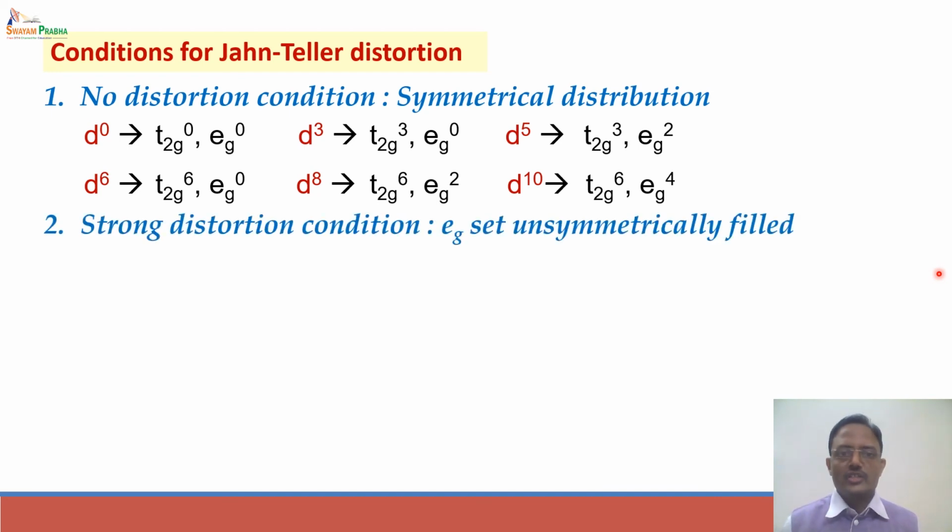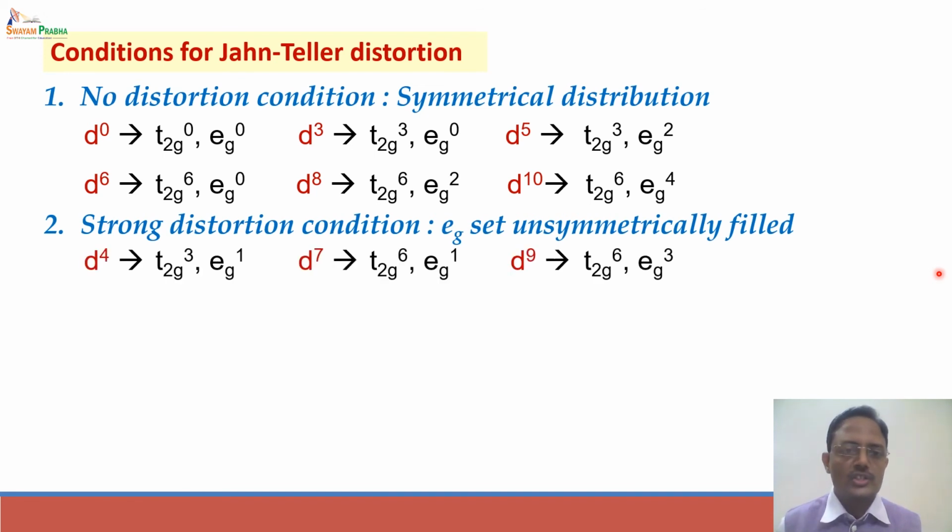Now the second condition is the strong distortion condition where the eg set of orbitals is unsymmetrically filled. Now we know that eg orbitals, dx2-y2 and dz2, are directly in the path of the ligands. They are directly facing the ligands in an octahedral complex, and as a result, if the eg set of orbitals is unsymmetrically filled, there will be strong distortion. Such configurations are d4 in the high spin state, where eg has 1 electron, d7 in the low spin state, where again eg has one unpaired electron, and d9, the copper complex we have just seen with the eg3 configuration. So there will be strong or large distortion.